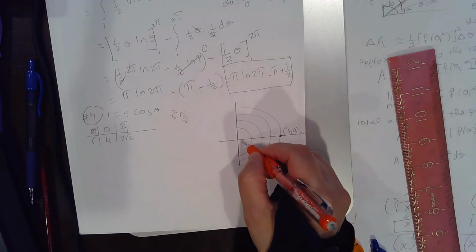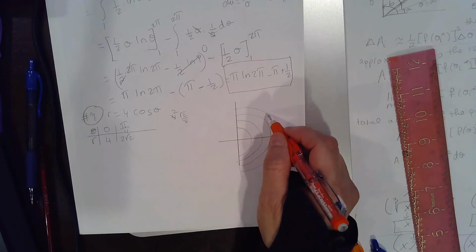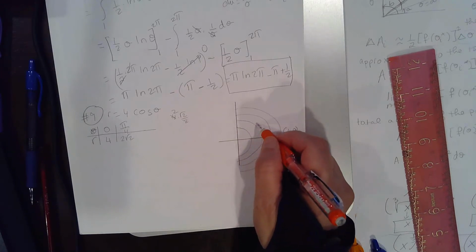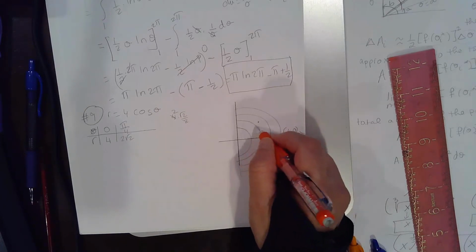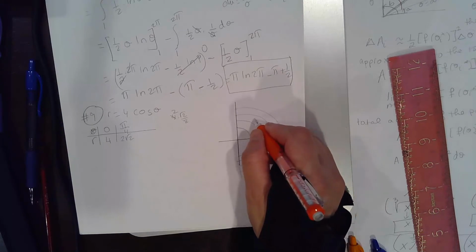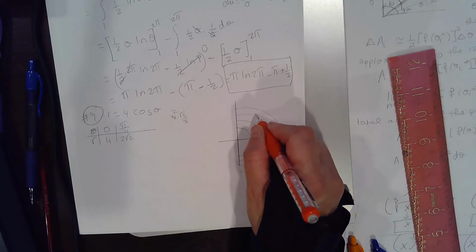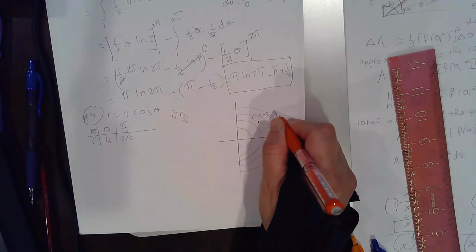So pi over 4 is here, right in the middle. And 2.82, so 1, 2 is roughly around here. Sorry, I'm trying to make it as easy as I can here. So this point right here, r would be 2 square root of 2 and theta pi over 4.